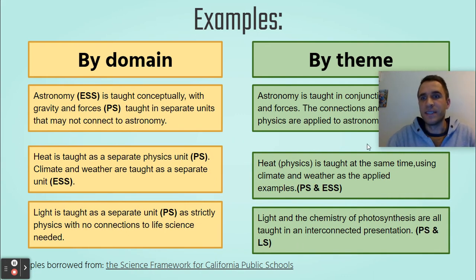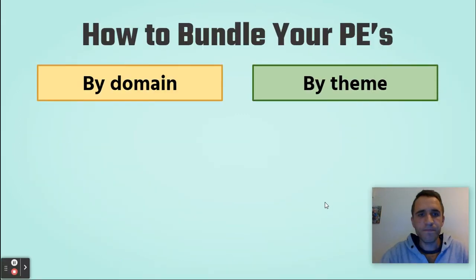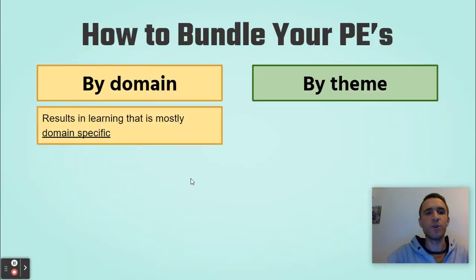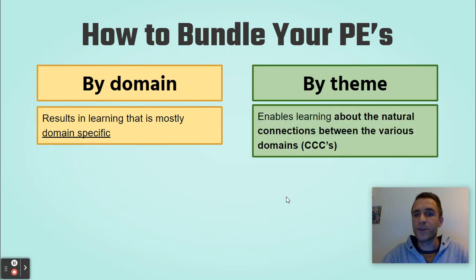So what are the benefits of these two options? If you bundle your PEs by domain, it results in learning that is mostly domain specific, right? So here we're going to have a life science unit, kids. We're going to learn about life science, right? Whereas by theme, it enables learning about the natural connections between the various domains, which hopefully makes you think of the cross-cutting concepts, right? That's what cross-cutting concepts are, right? Ways in which concepts or themes cut across various domains of science, right? So it enables learning about those natural connections between, let's say, looking at the previous example, physical science and earth space science.